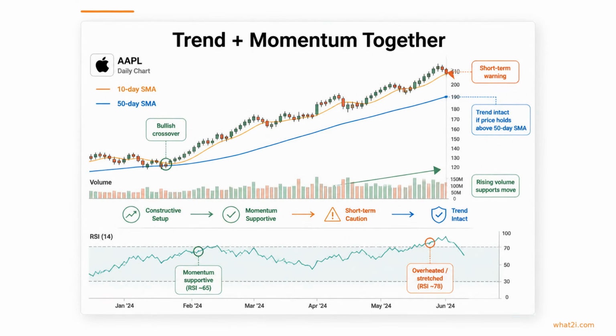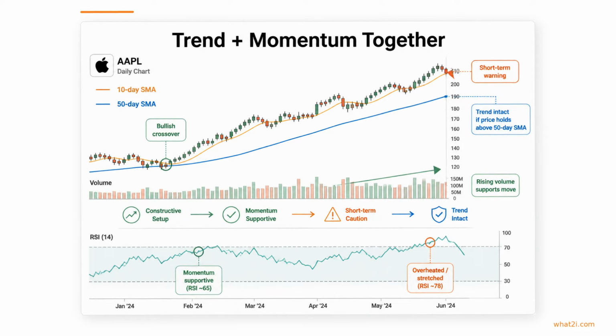Imagine a stock already moving higher in a clear uptrend. If the 10-day SMA crosses above the 50-day SMA, that adds confirmation that shorter-term momentum is supporting the broader rise. If RSI is around 65, momentum looks strong but not yet extremely stretched. Rising volume would further support the idea that more traders are participating in the move.